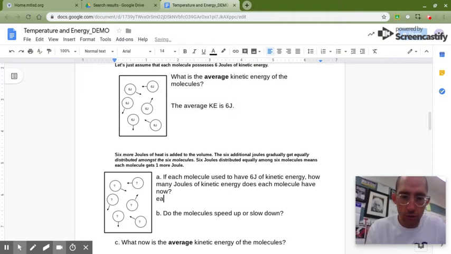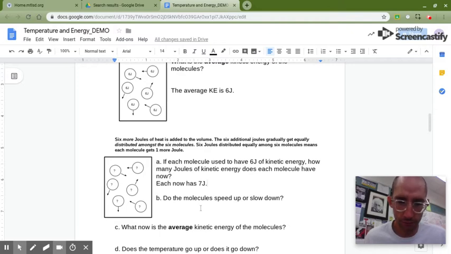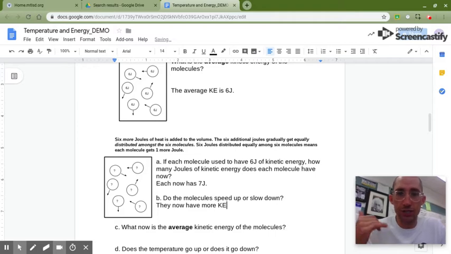Each now has 7. They had 6 before, and they each got 1 more joule. So that makes each have 7. Do the molecules speed up or slow down? Well, they have more kinetic energy now. And kinetic energy is the energy in motion. So if you have more motion energy, you're going to move more.